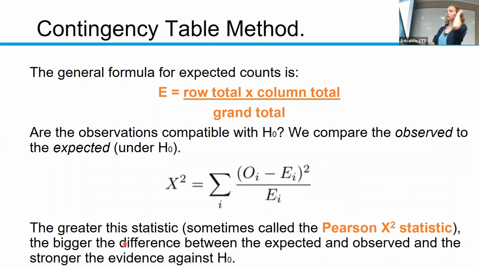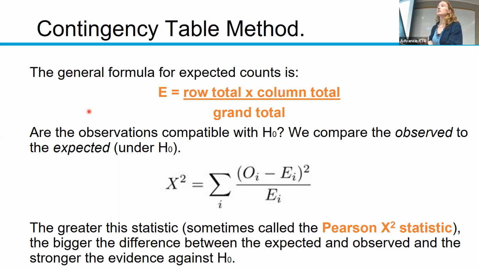So in general, the formula for expected counts is expected equals row total times column total divided by grand total. So you can do it both ways. You can get those probabilities and multiply by the sample size, but you can also just plug in numbers to this formula to get all of your expected counts.